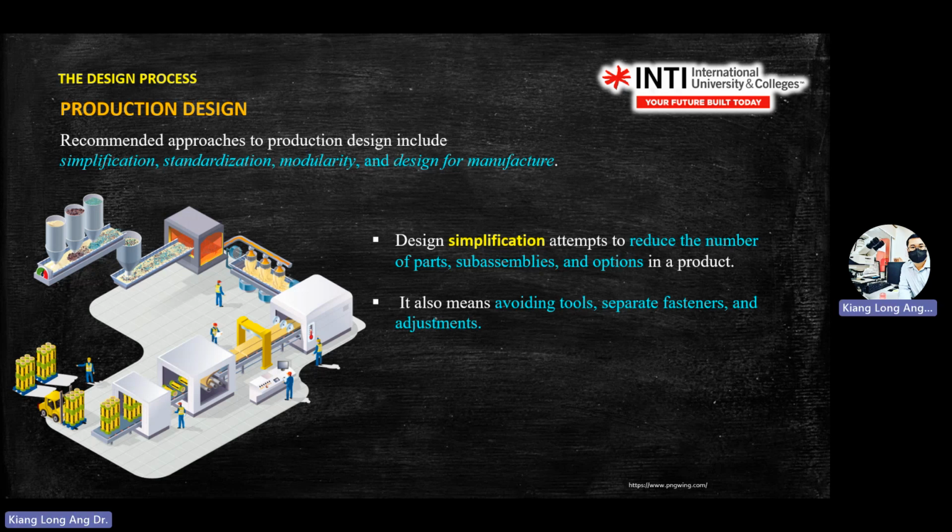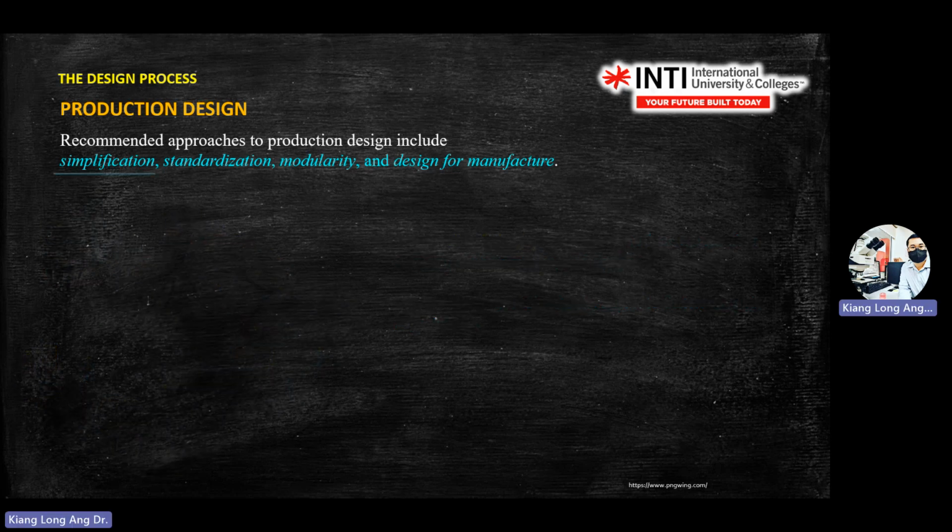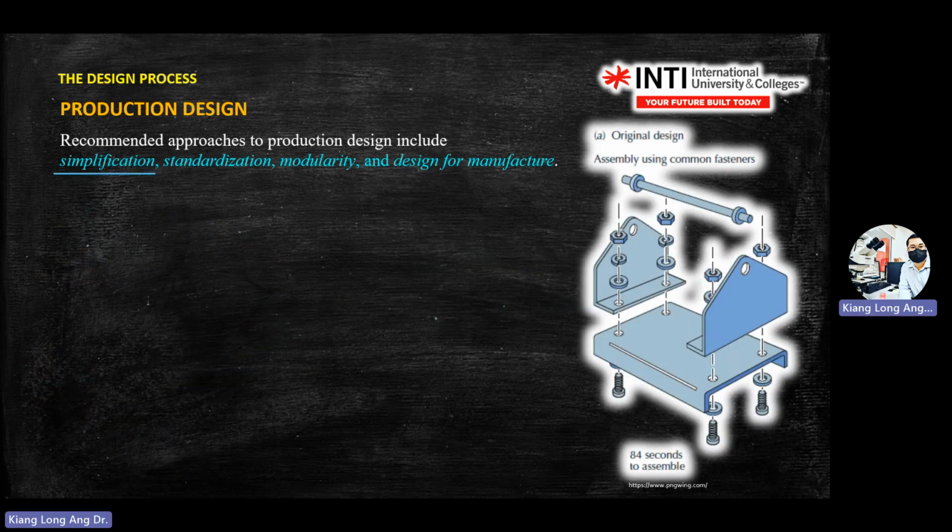We need more lights. Is it okay? Yeah. Okay, I'll give you one example of simplification. Let's say you need to build engineering tools. It consists of one platform, two bodies, and then you screw them together with fasteners. Then there's a handle on top of it.